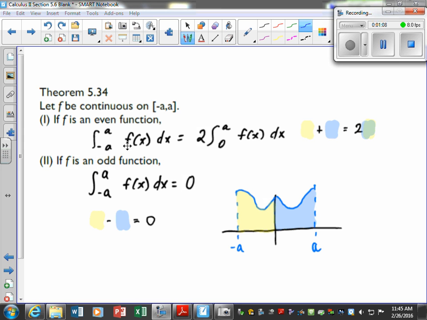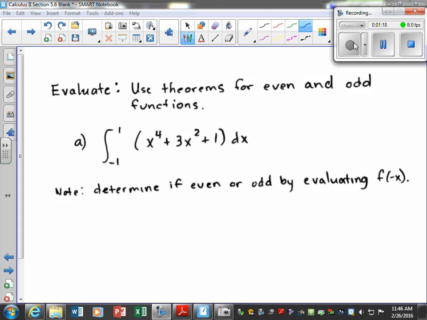If it's an even function, then we would have this region plus this region, which would just give us 2 of those regions. Okay, let's see an example.